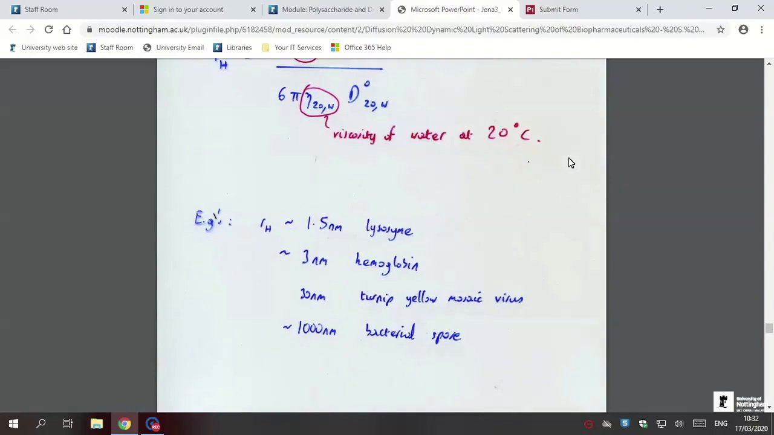Here's some sizes. Lysozyme, hemoglobin. There must be a misprint here. Why is there a misprint?